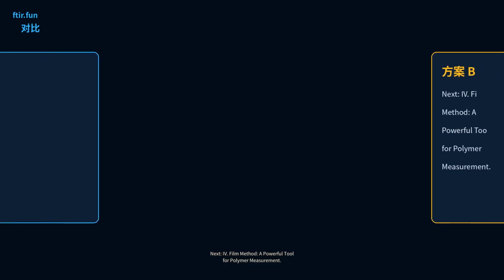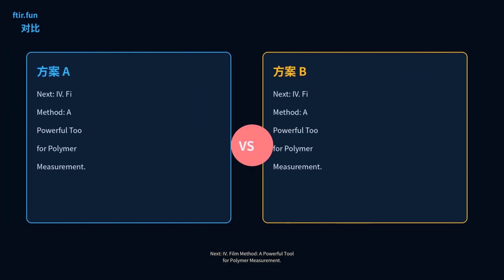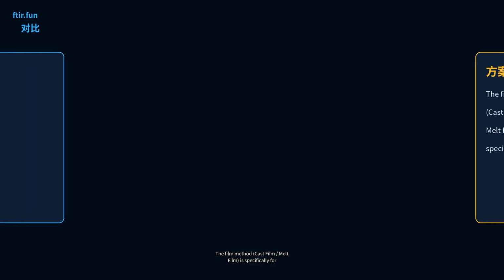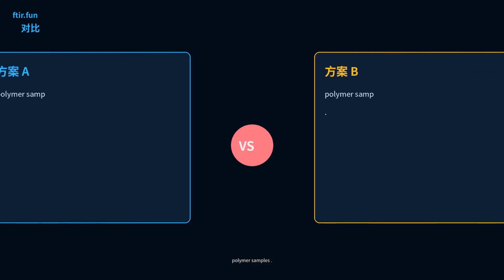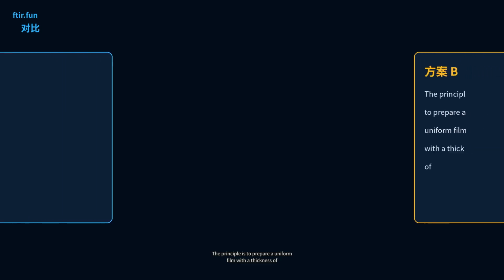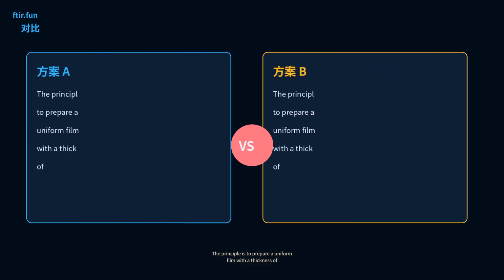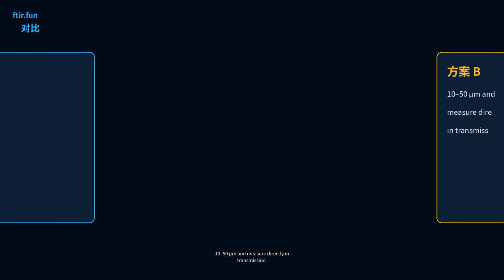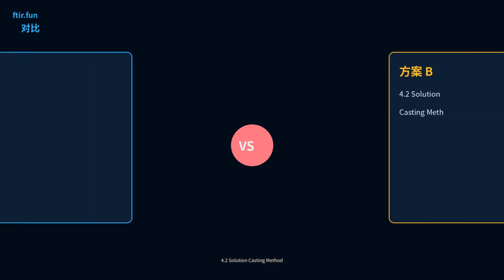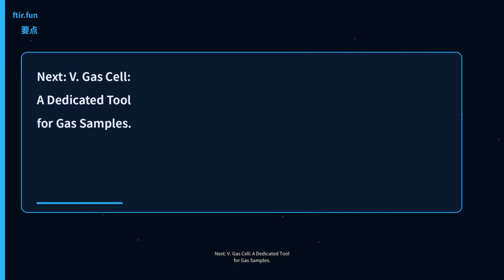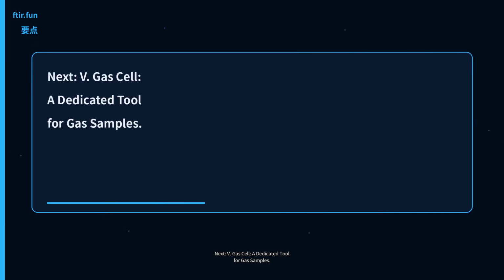Next, film method, a powerful tool for polymer measurement. The film method, cast film, melt film, is specifically for polymer samples. The principle is to prepare a uniform film with a thickness of 10-50 micrometers and measure directly in transmission. 4.2 Solution casting method.